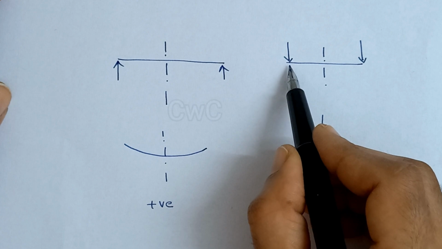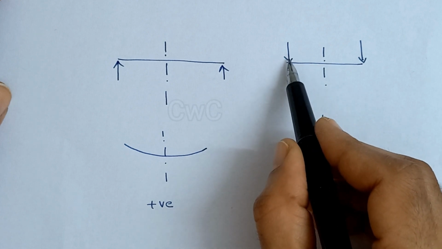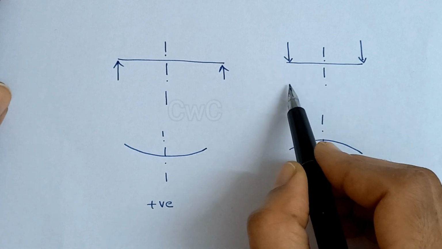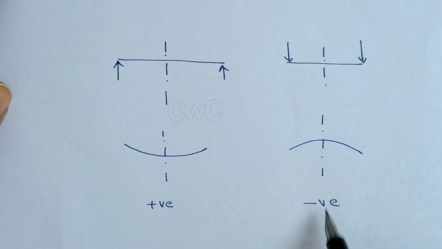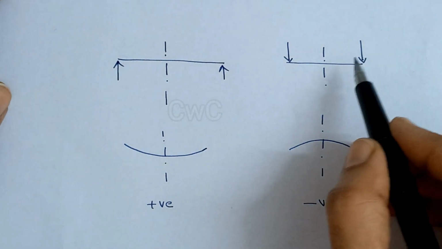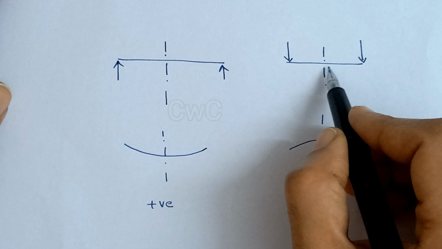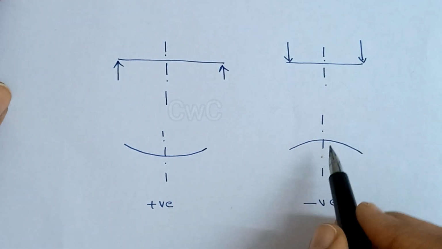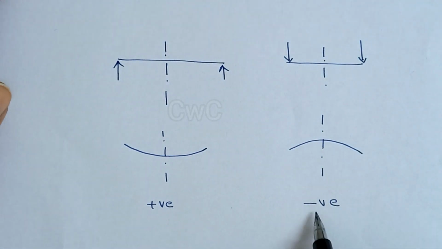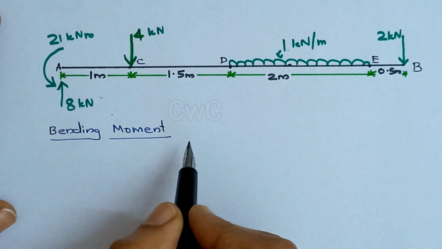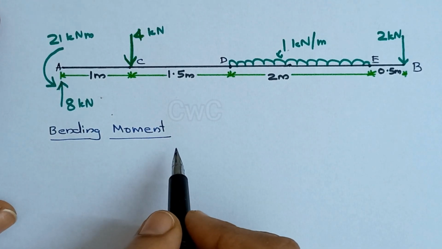And downward force on the left of the section pushes the beam downward, which gives a hogging effect and can be considered as negative. Similarly, the downward force on the right of the section will give a hogging effect, so can be considered as negative. Now let's do the bending moment calculation.